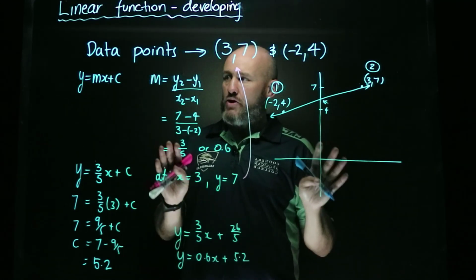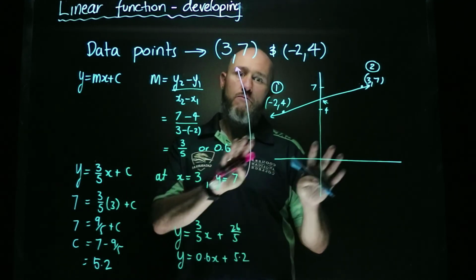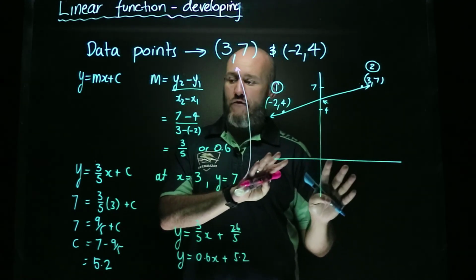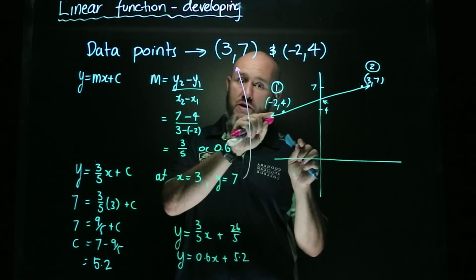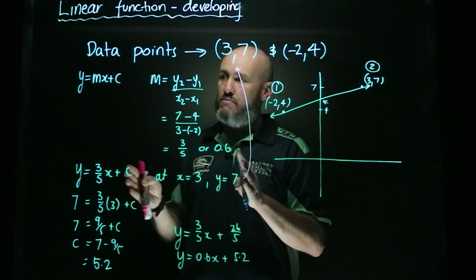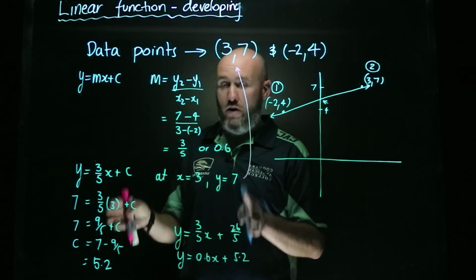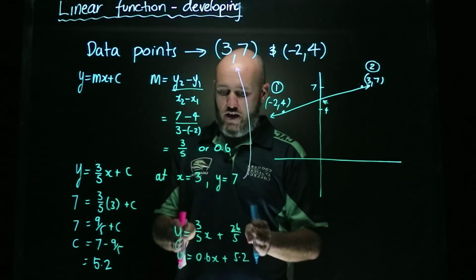So there we have it. You can get the function from data points if you follow this process. It always works. Even if you're given a graph, just find 2 points and follow this process. It's probably the most important thing from this topic for you to learn, how to go through this process to get your function.